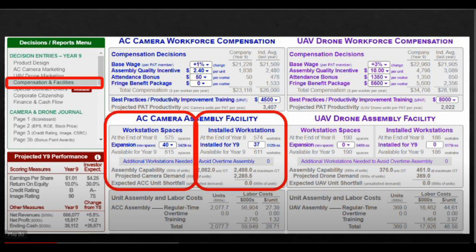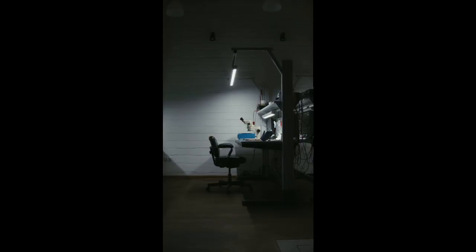Two big camera drone assembly related decisions have to be made each year. How many new workstations to add and whether additional facility space for workstations is needed. The on-screen calculations can help you make these decisions. If your company's brand of cameras, drones, exceeds assembly capability with maximum use of overtime, you will definitely need to add workstations and/or workstation space to be able to fill all of the projected orders.